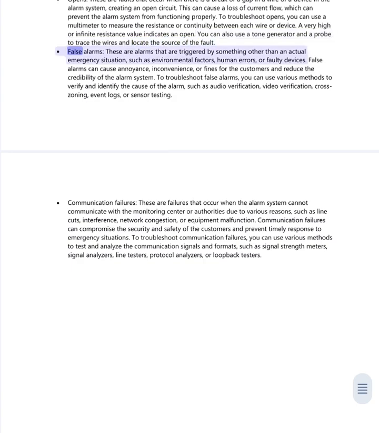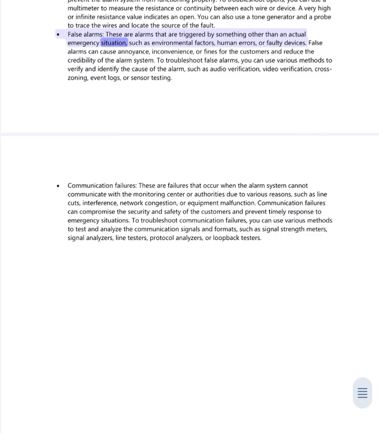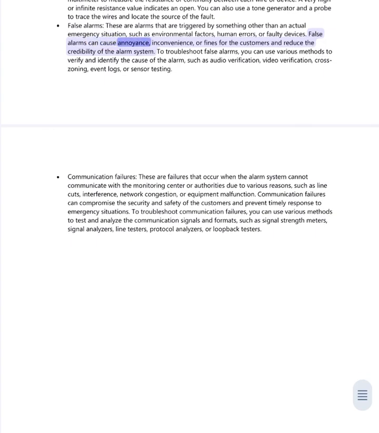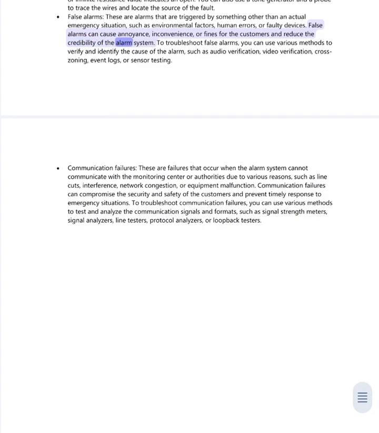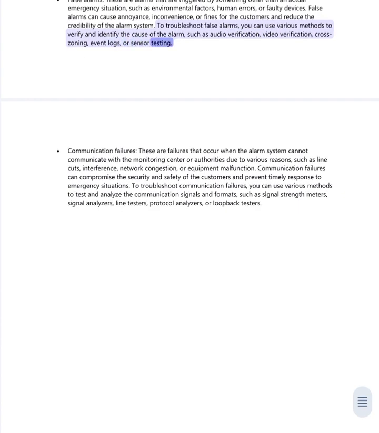fault. False alarms. These are alarms that are triggered by something other than an actual emergency situation, such as environmental factors, human errors, or faulty devices. False alarms can cause annoyance, inconvenience, or fines for the customers and reduce the credibility of the alarm system. To troubleshoot false alarms, you can use various methods to verify and identify the cause of the alarm, such as audio verification, video verification, cross-zoning, event logs, or sensor testing.